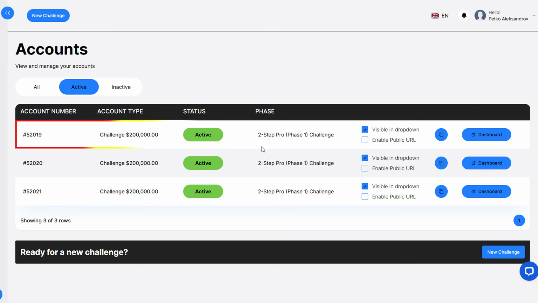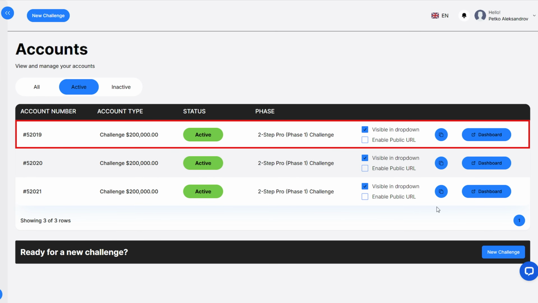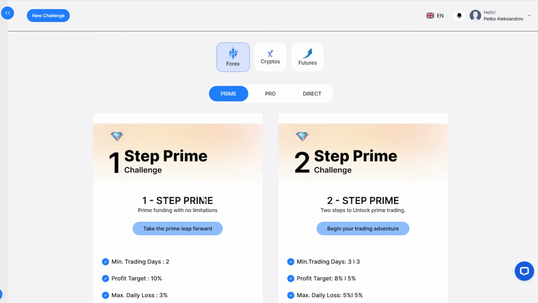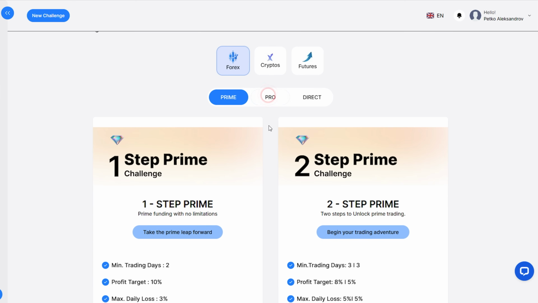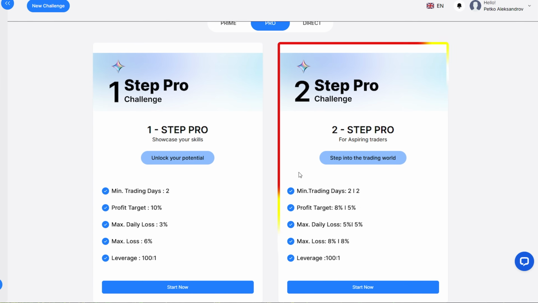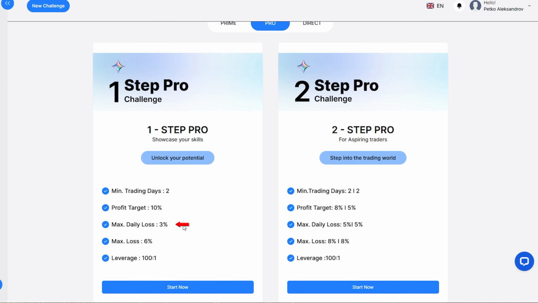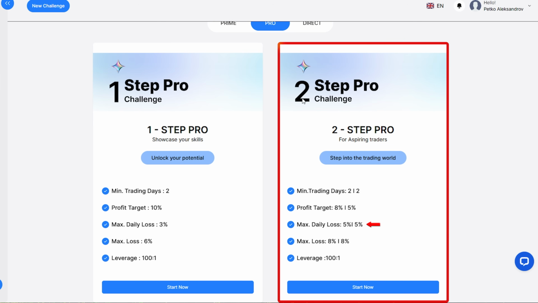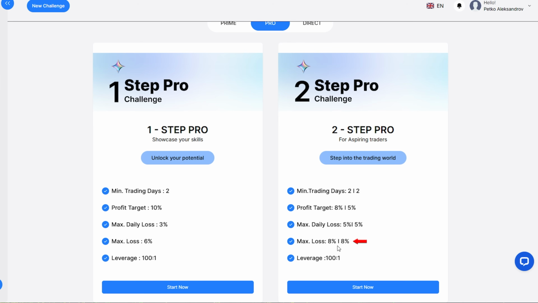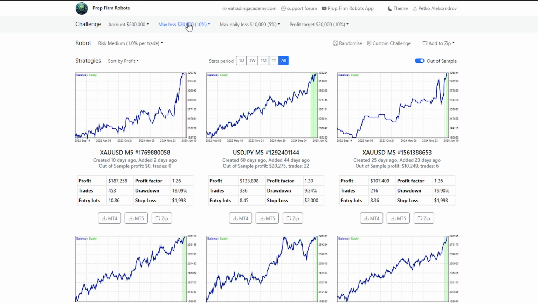But what I've got here is a two-step pro challenge, and if I show you the rules of the two-step pro challenge, I have a profit target of 8%. The max daily loss is 5% and not 3. This is why I prefer the two-step challenge, because there is some room to breathe on the daily max loss, and the overall max loss is 8%. So what I will do next is I will switch to 8% max loss.